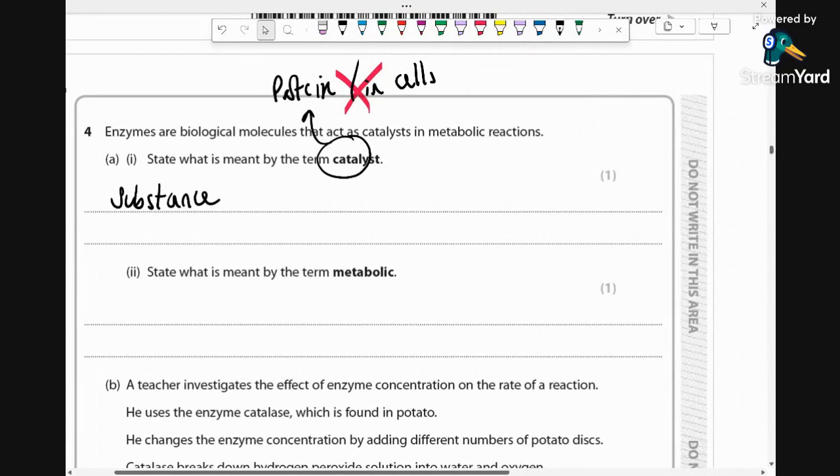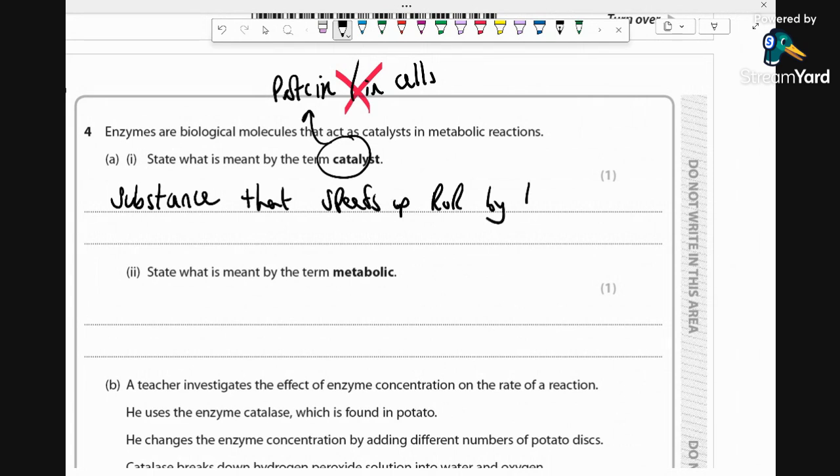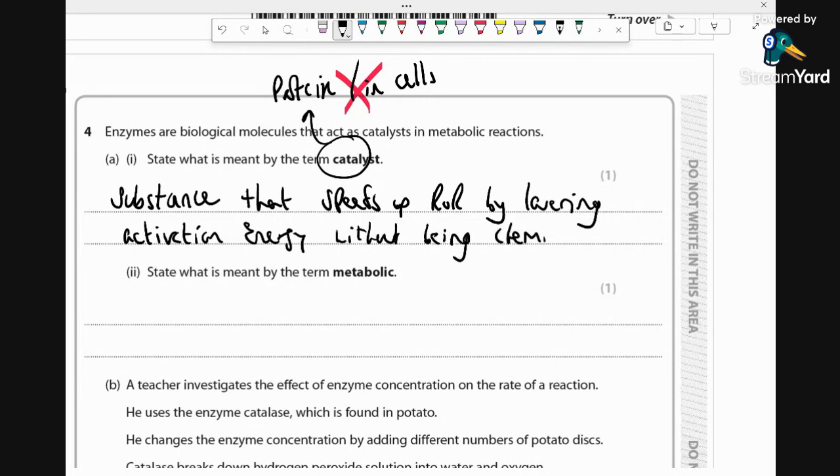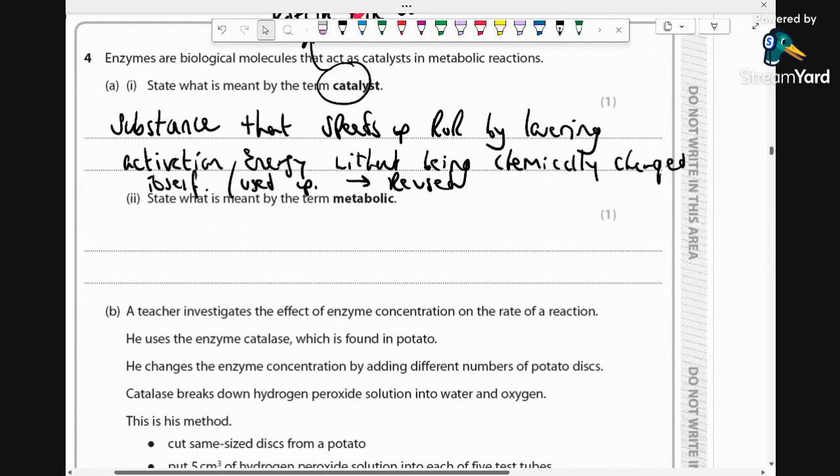So we just say it's a substance that speeds up the rate of reaction by lowering the activation energy without being chemically changed itself or used up, so it can be reused. Okay, so very common question, that. Again, 1 mark in about 20 seconds, so there we go.